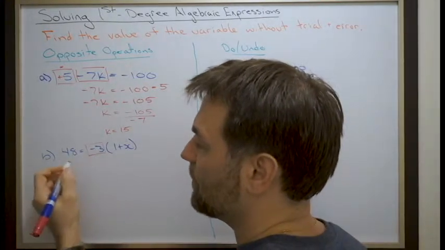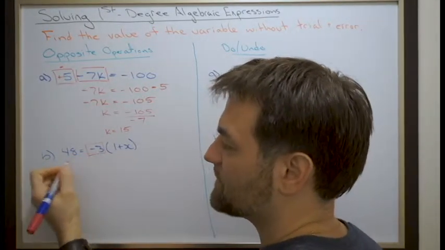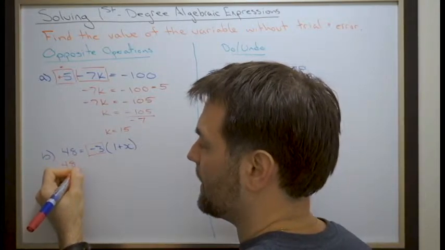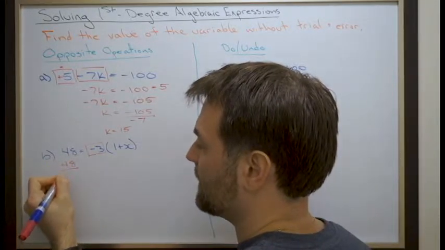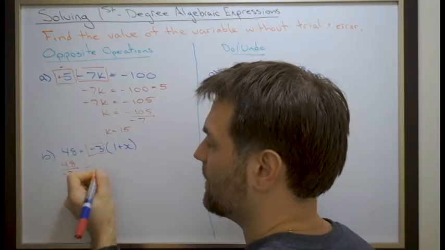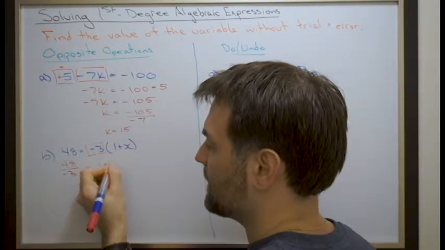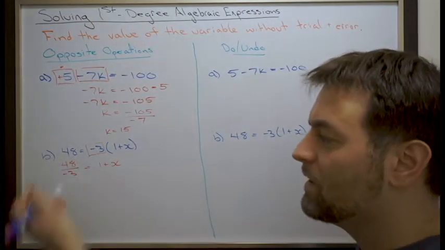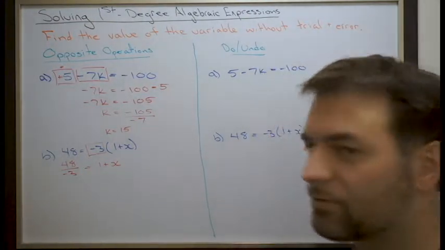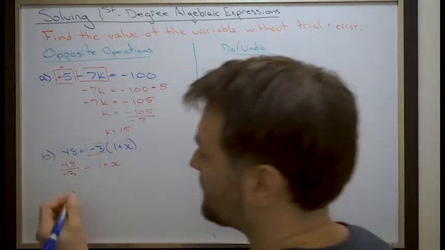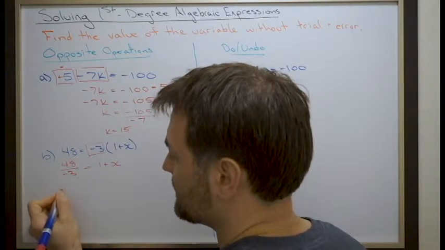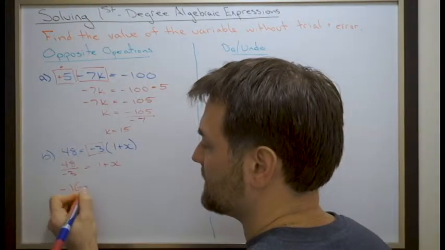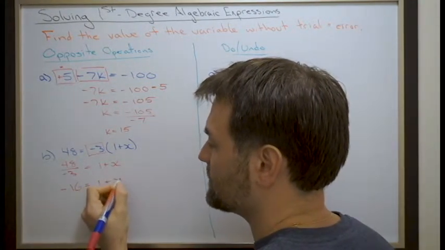When we're multiplying, the opposite is division, so we're going to move that over and divide by negative 3. And then I'll have that 1 plus x. I don't need the brackets anymore because there's no operations happening outside the brackets. 48 divided by negative 3 is going to give us a negative, and 48 divided by 3 is going to give me 16. So I have negative 16 equals 1 plus x.